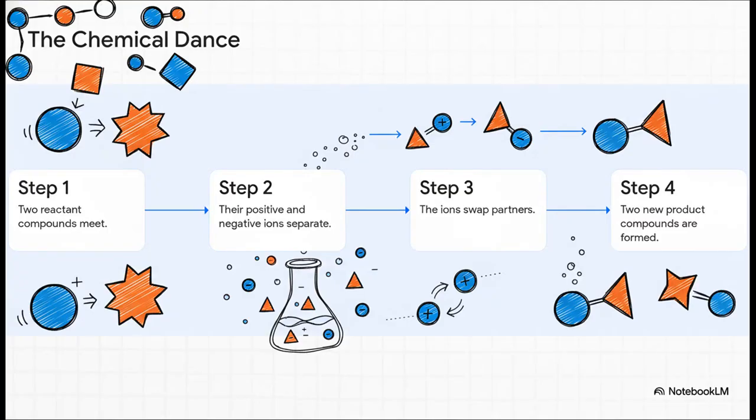So you can think of this whole thing as a four-step dance. Step 1, our two compounds meet up, usually when they're dissolved in water. Step 2, their positive and negative ions break apart, and they're just kind of floating around freely. Then comes step 3. This is the big moment. The ions swap partners. The positive ion from the first compound grabs the negative ion from the second, and the other two do the exact same thing. And what's step 4? Boom! Two brand new compounds are formed. It's such a simple, elegant process when you break it down like that.